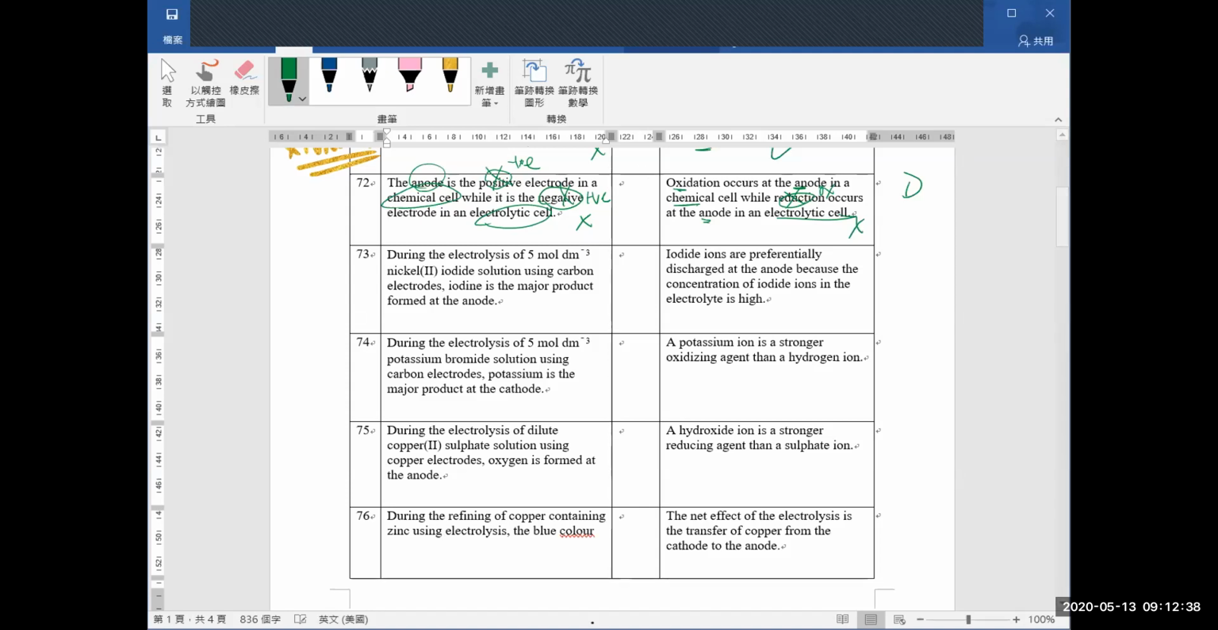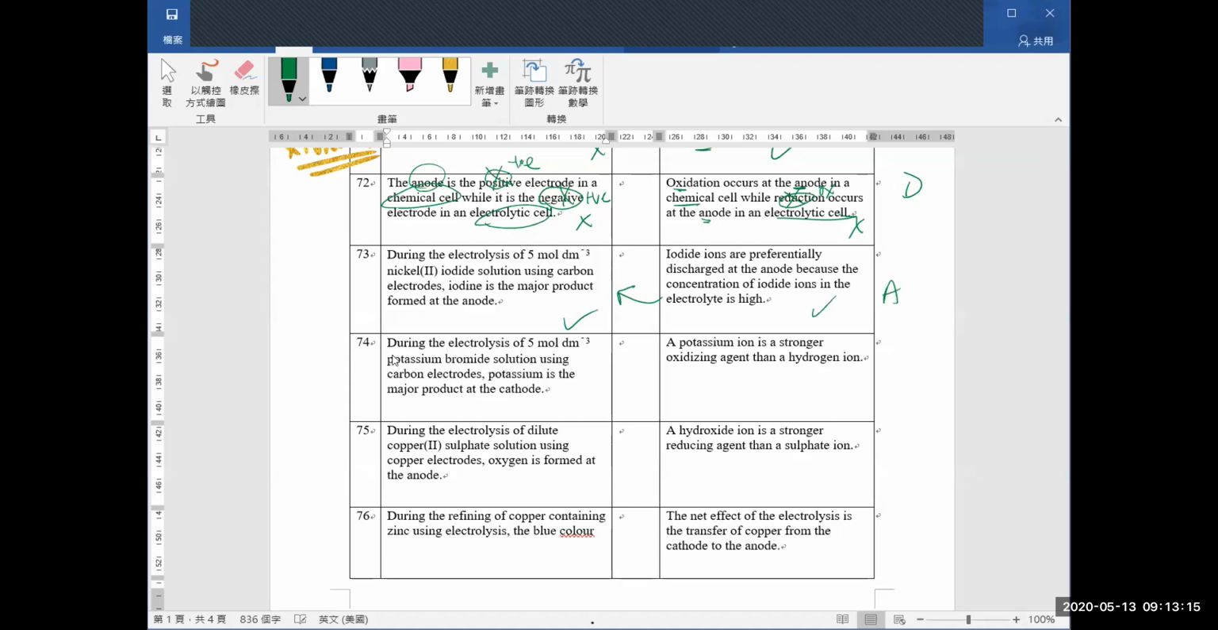73. During the electrolysis of 5 molar nickel iodide solution using carbon electrodes, iodine is the major product formed at the anode. And the second statement: iodide ions are preferentially discharged because of the concentration effect. Yes, that's A. It's cause and effect logic.